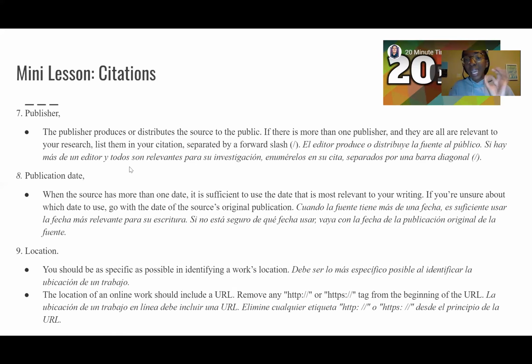8 is publication date. When the source has more than one date, it is sufficient to use the date that is most relevant to your writing. If you're unsure, you want to go with the date of the source's original publication. So if it was written in January 2018, and it was published in March of 2018, but you're not sure which one, you're going to use the original date, which would be January of 2018. And of course, that is followed by a comma.